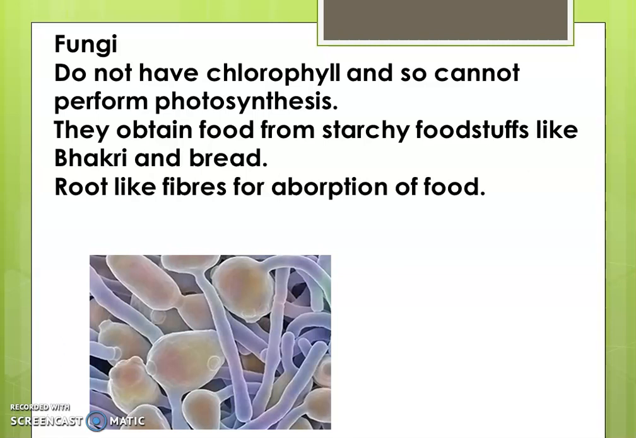Now what do they do? They obtain food from starchy foodstuffs like bhakri and bread. Okay, they grow on bhakri or bread and they obtain the foodstuff from there. Which foodstuff? Starchy foodstuff. They have root like fibers for absorption of food, so they can easily absorb the food.